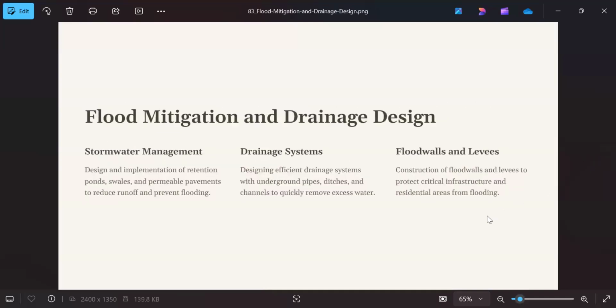Then when we come to floods, flood mitigation and drainage design play a very important role. Strong water management is required. We have to design and implement retention ponds, swales, and permeable pavements to reduce runoff and prevent flooding. Then design efficient drainage systems with underground pipes, ditches, and channels to quickly remove excess water. Now, what happens when there is a flood or when there's heavy rain?